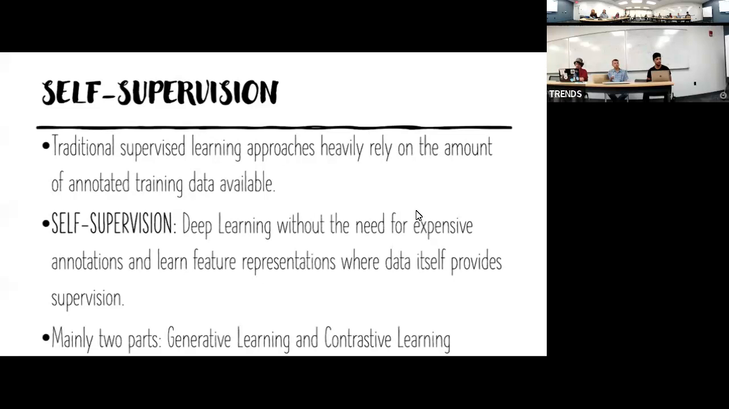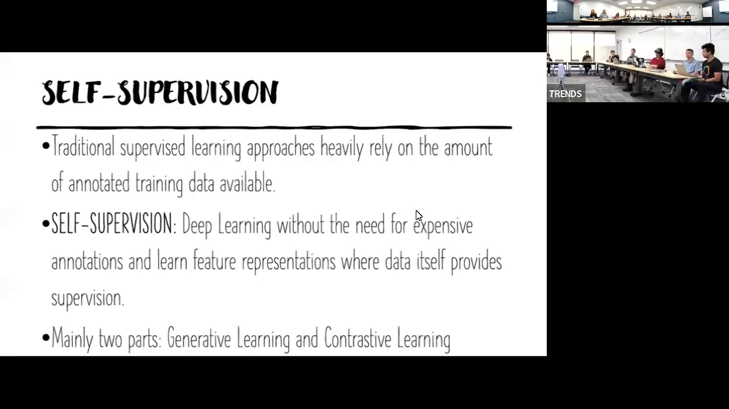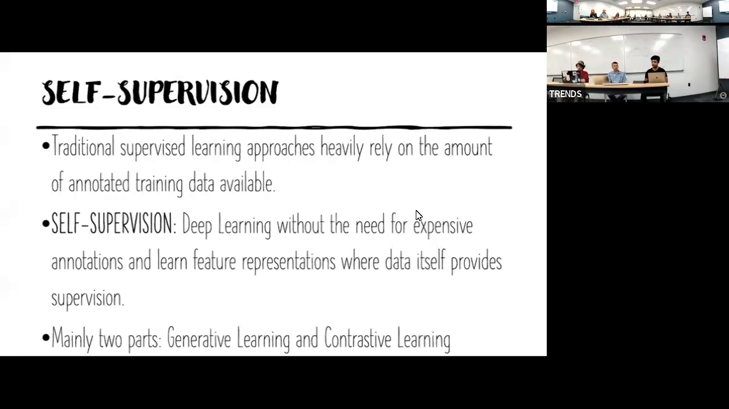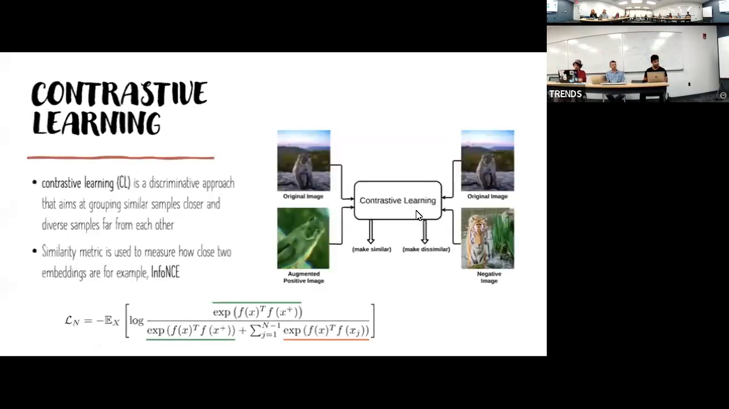For generative learning, I guess all of us must have heard about GANs, Generative Adversarial Networks, and of course diffusion is also a part of it now. So that is a part of self-supervision algorithms, and contrastive learning has a lot of algorithms, like Infomax is one of them, and NCE is also one of them. I wanted to build more upon what contrastive learning is here.